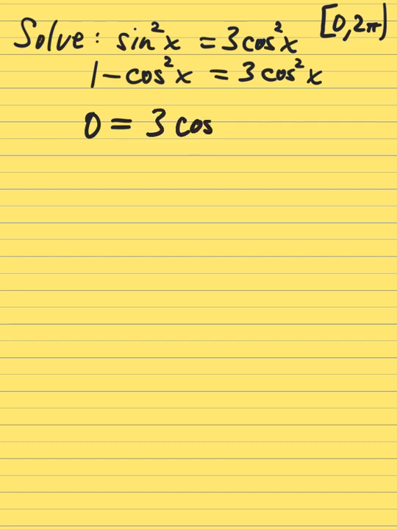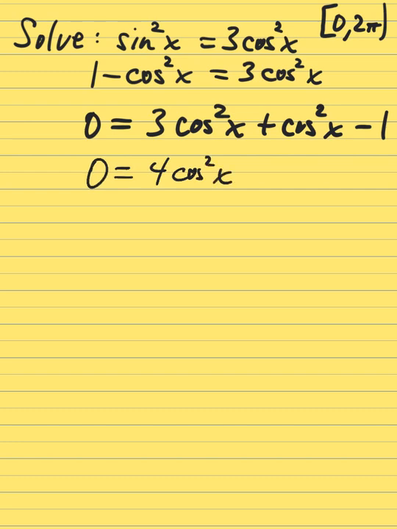Alright, so we've got 3 cosine squared x. I'm going to add a cosine squared x, and then subtract a 1, and that way we get all our terms on one side. We have 0, those cosine squareds are like terms, so that makes 4 cosine squared x minus 1. Add 1, divide by 4.